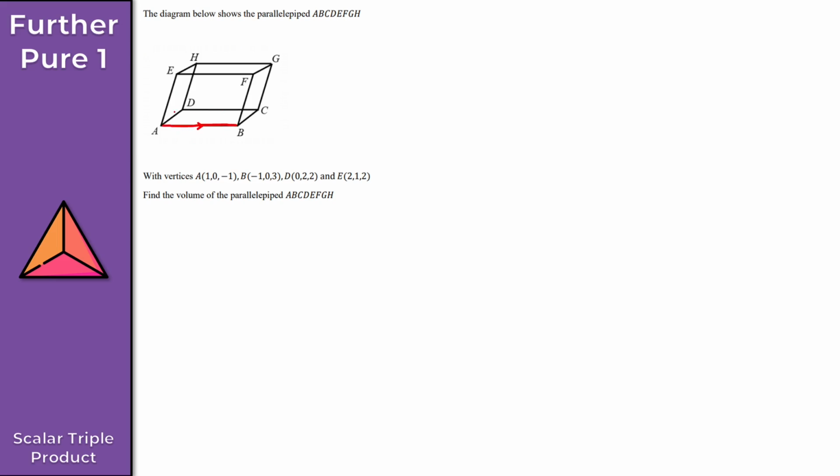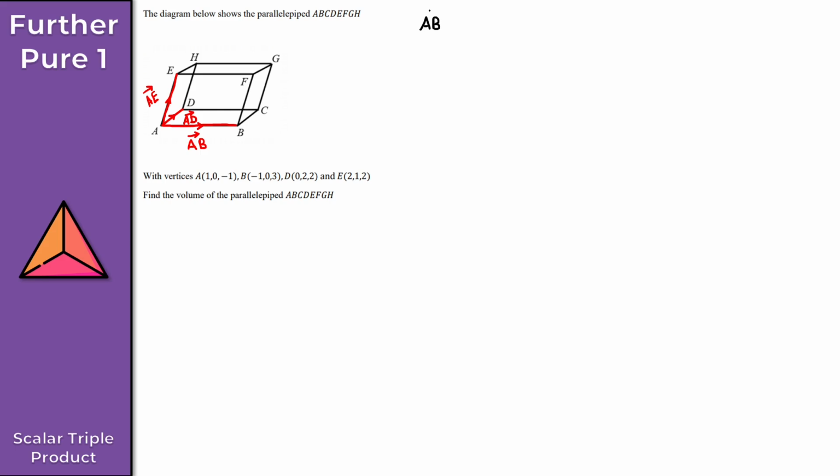That's the vector AB. Let me just make a note of that underneath. I want the vector AB here. We want this vector here. That's the vector AD. And we also want this vector here, AE. Again, let's just make a note of the vector AE. Because with these three vectors, we can easily find the volume of the parallelepiped. So let's start by finding these three vectors.